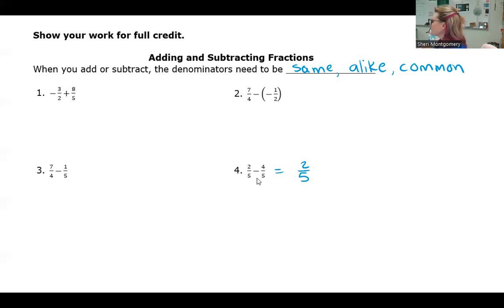Did y'all get the same thing? Yeah, that one was easy because the numbers were the same for the denominator. So that one wasn't so bad. However, not always do we have that luxury. So when we look at question number 1, the denominators aren't the same. And I can't really turn 2 into 5. So what denominator could I use though?